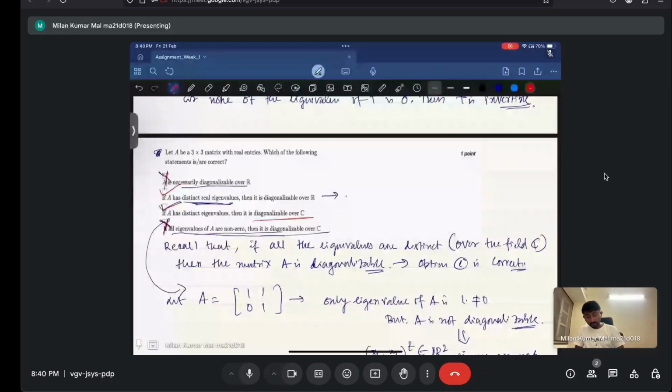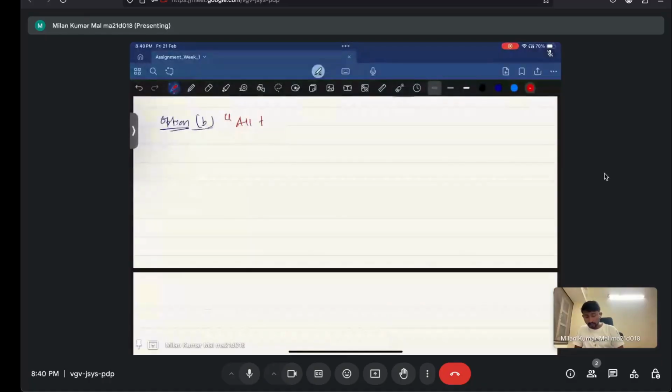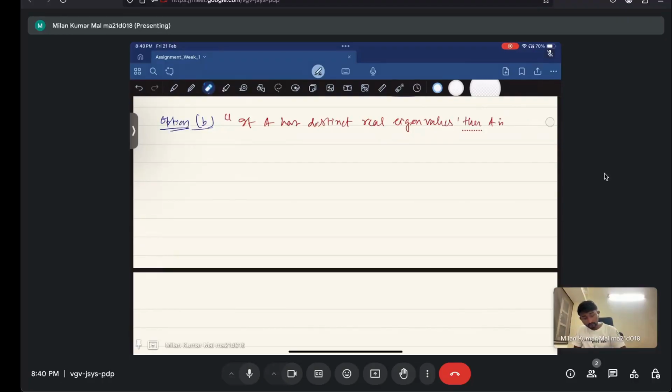Option B says that if A has distinct real eigenvalues, then A is diagonalizable over R.